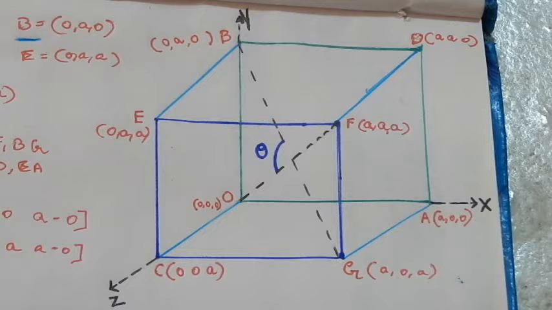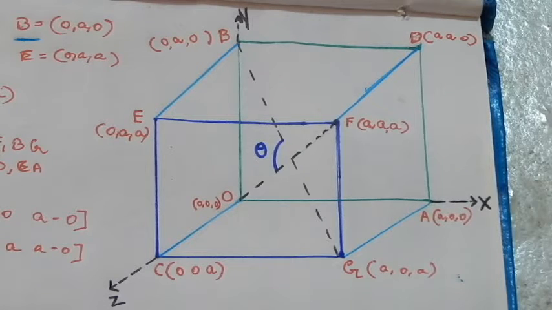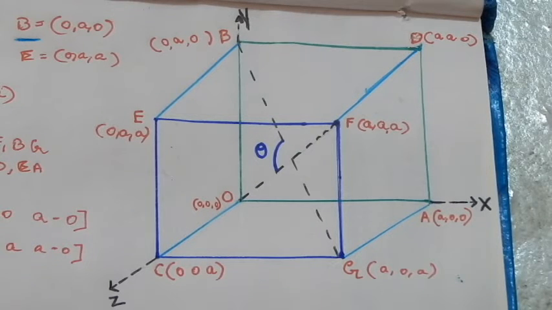Similarly, side OB falls on the y-axis. So, the x coordinate and z coordinate of vertex B are 0 and the y coordinate is a. So, vertex B has coordinates 0 comma a comma 0. Similarly, the side OC falls on the z-axis. So the coordinates of vertex C are 0 comma 0 comma a.